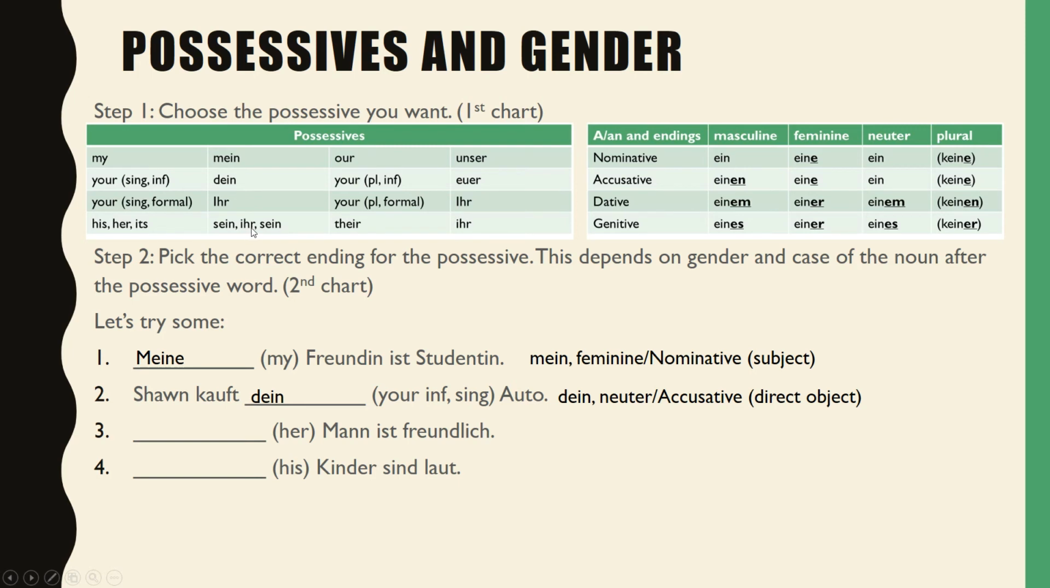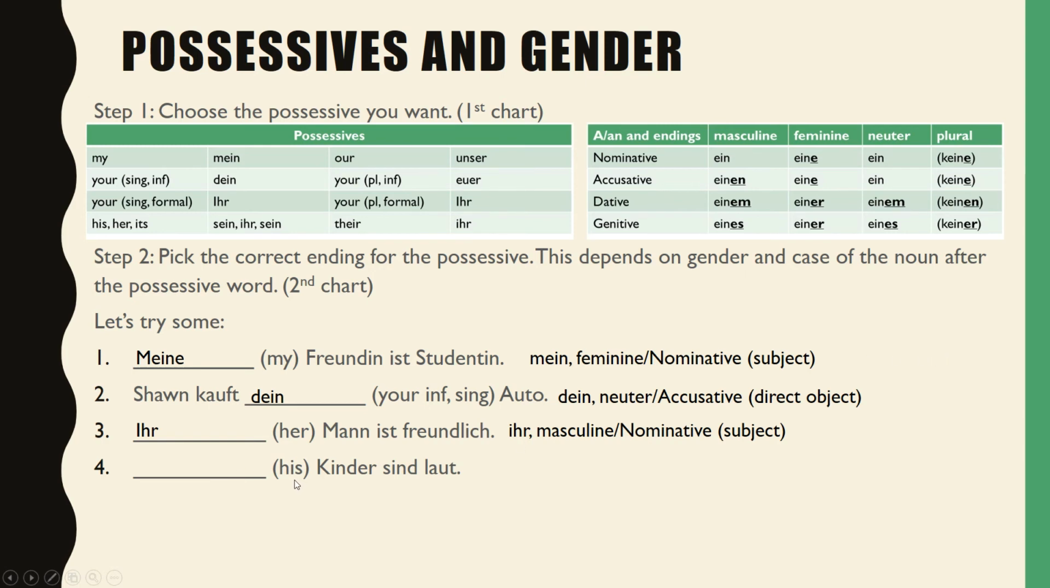For number 3, our word is her. That is ihr. Our noun is Mann. Mann is masculine. In this sentence, Mann is the subject. That means it is nominative. Our ending is nothing. Our answer is ihr.